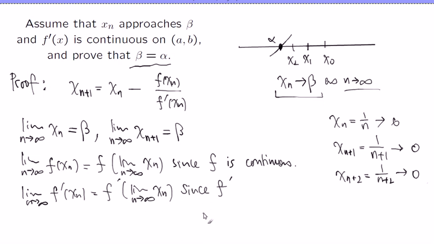Since f prime is continuous. This is about f prime, and that's why I had to assume that f prime is continuous. Most functions, polynomial, exponential, those elementary functions have this property. Alright, everything here converges, right? Everything is going somewhere, especially f prime of xn. This whole thing goes to beta, right?